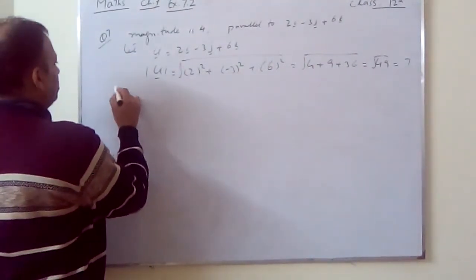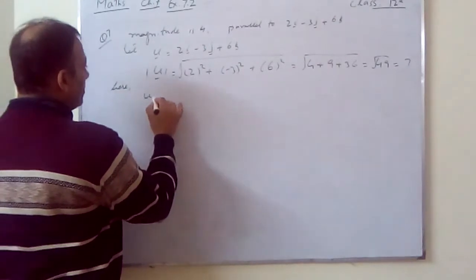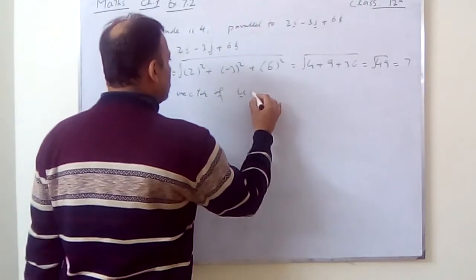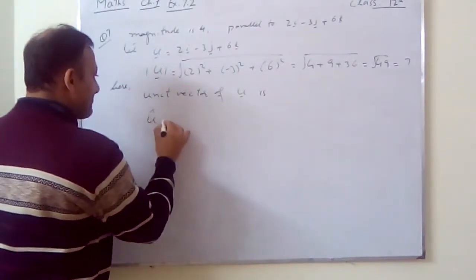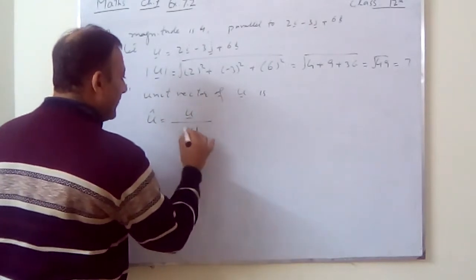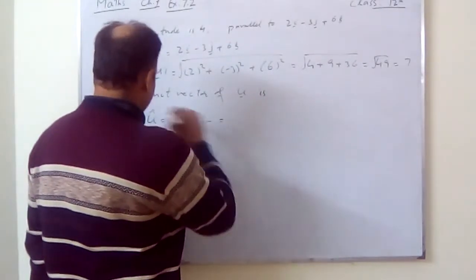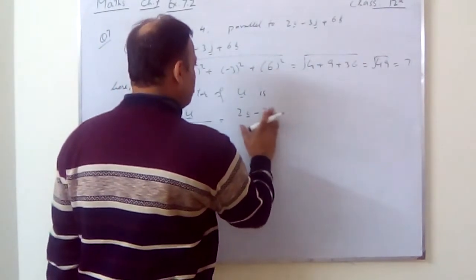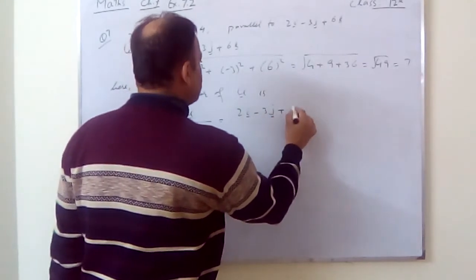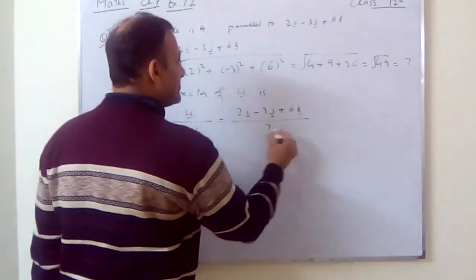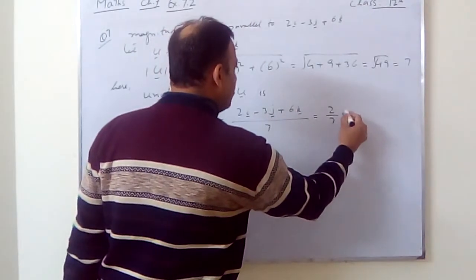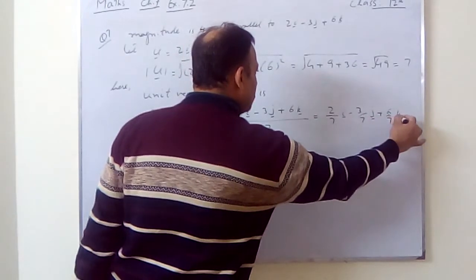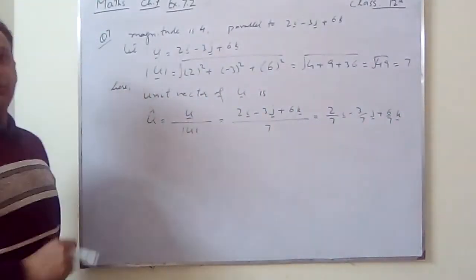So here what is the unit vector? Unit vector of u is u divided by the magnitude of this one. So we get the vector 2i minus 3j plus 6k divided by 7, or 2 by 7i minus 3 by 7j plus 6 by 7k. This is the unit vector of u.